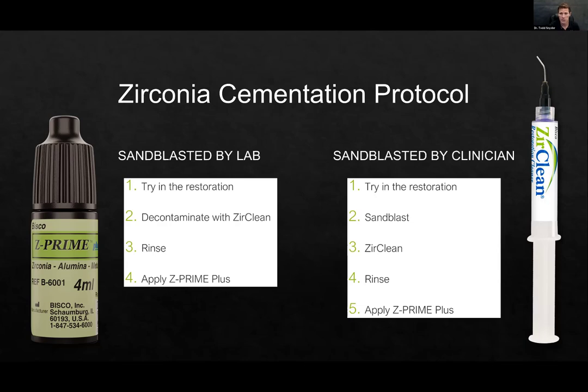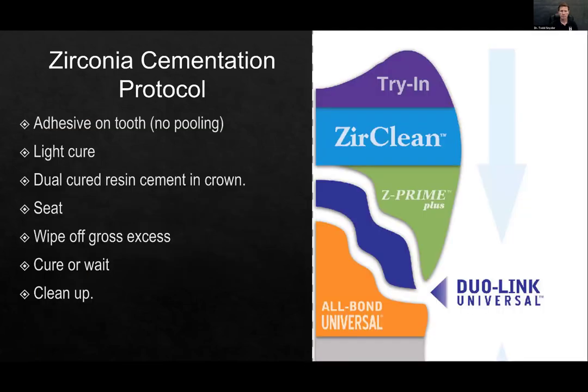You're then going to clean it with the zircon. You're going to rinse that out. You're then going to apply your ceramic primer, the Z Prime Plus. Okay. So the ceramic's been treated. It's ready to go. Very simple. From here, you're going to go ahead and grab your Dual Link Universal. You're going to now inject that into the crown and you're going to seat the crown.